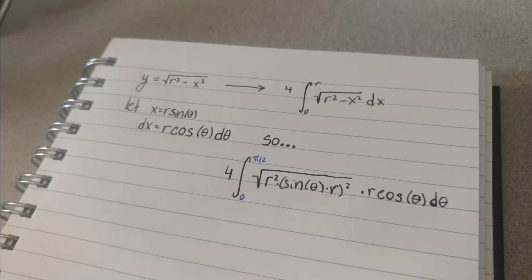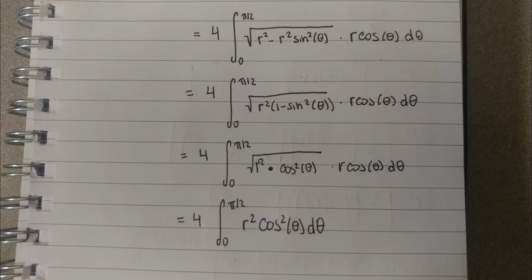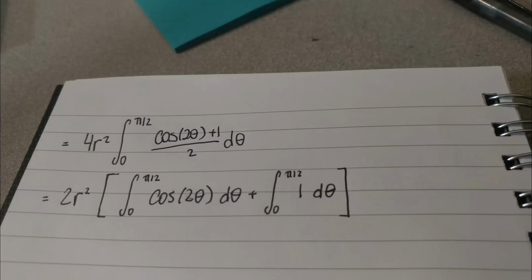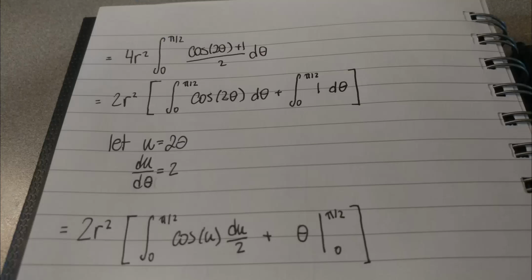After some algebra and the use of the trig identity sine squared of theta plus cosine squared of theta equals 1, we get this new integral. At this point, we're going to use another trig identity, and we're going to remove r squared from the integral. From the equation at the top of the page, we can see that we can just remove one half as it's just a constant, and then separate the integral into 2. Next, we're going to use u sub, where u will be equal to 2 theta, and the derivative of that will just be 2.